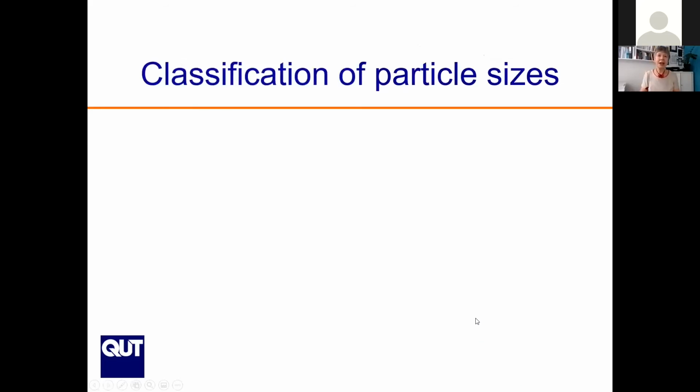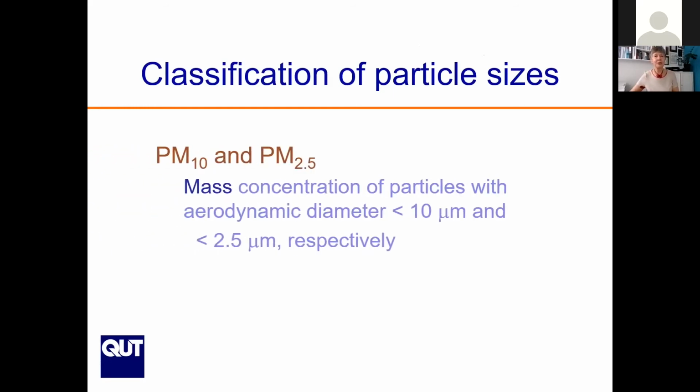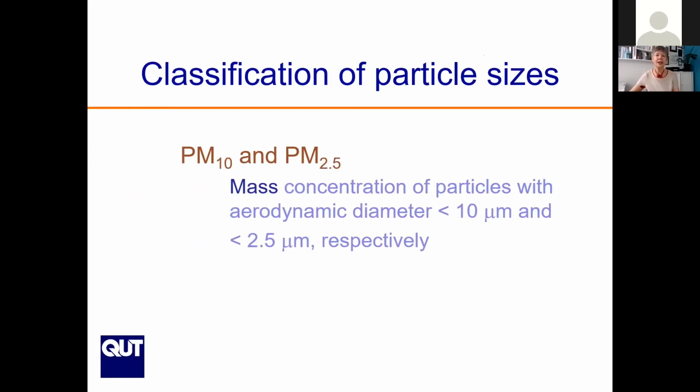So, classification of particle sizes. Now, we've already said that we measure PM2.5 and PM10, and this is the mass concentration of particles with aerodynamic diameter smaller than 10 and 2.5 micrometers. Now, mass concentration, what do we mean by this?